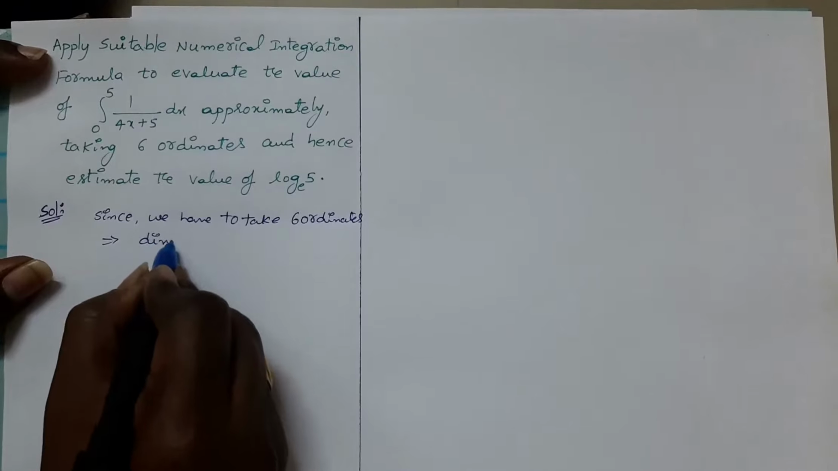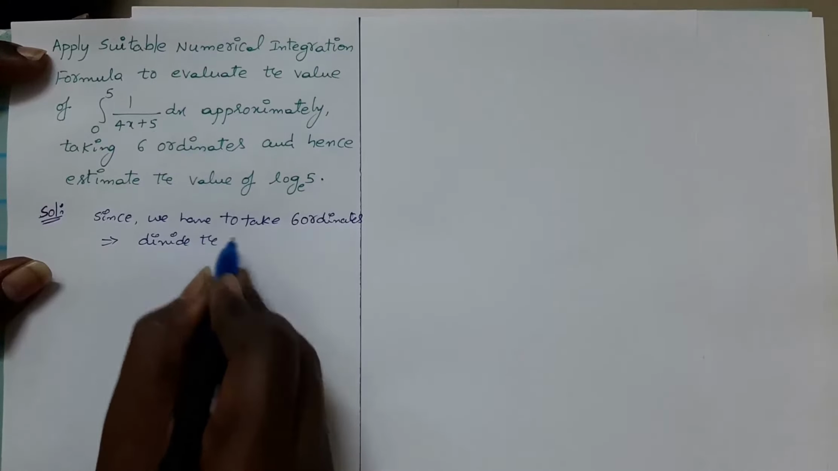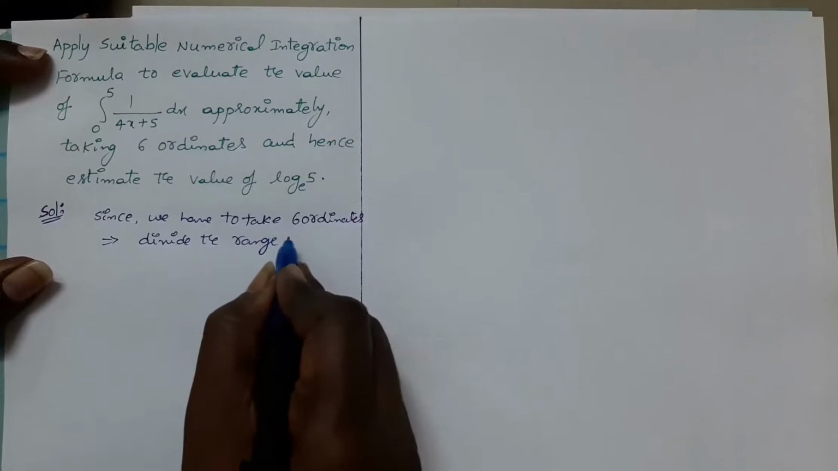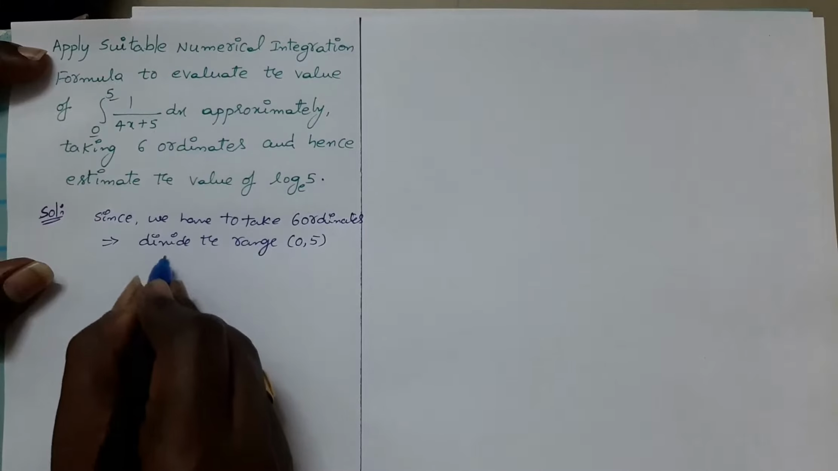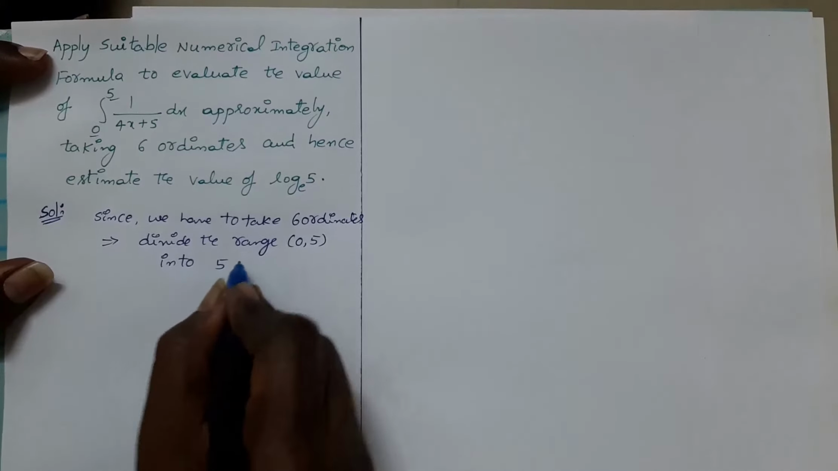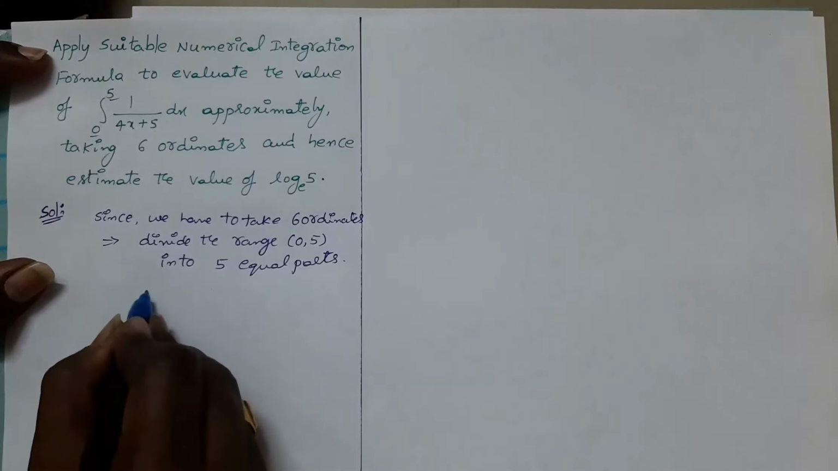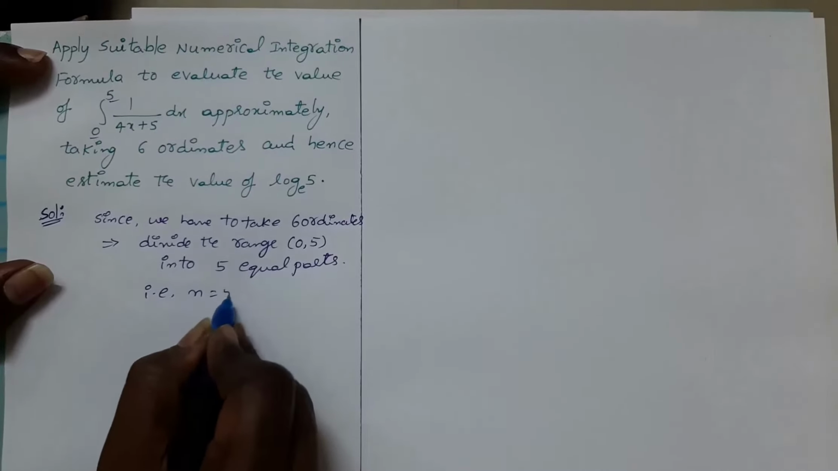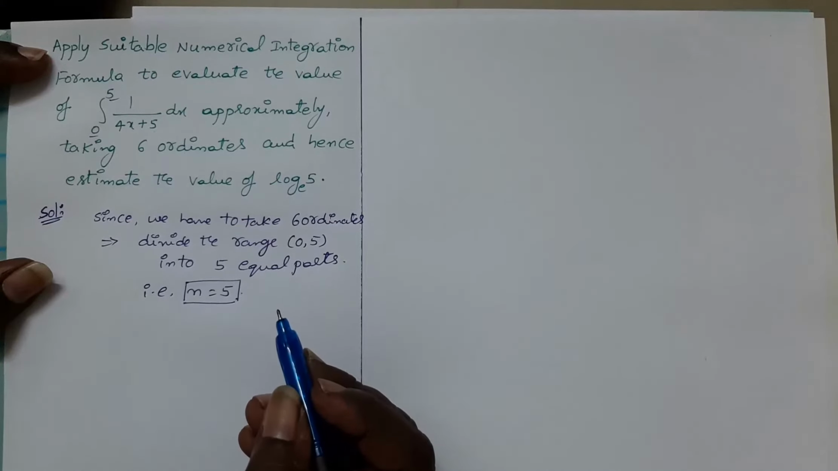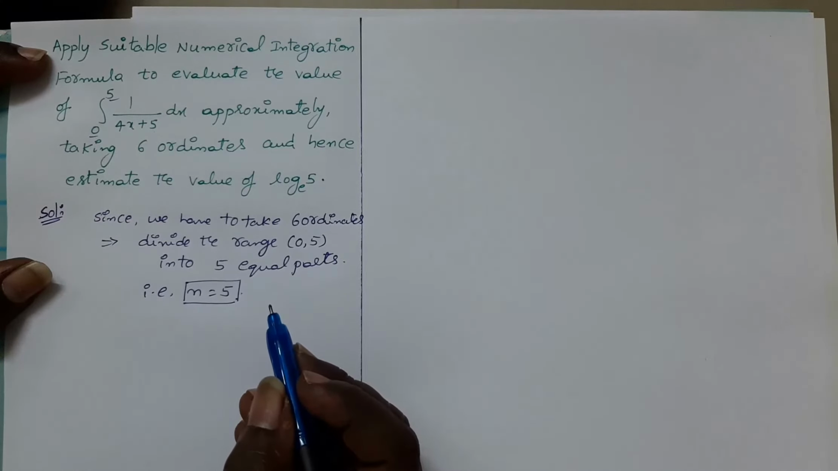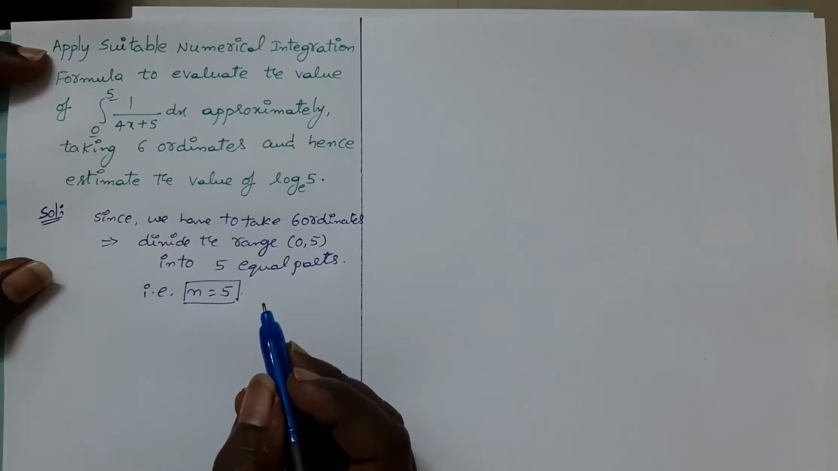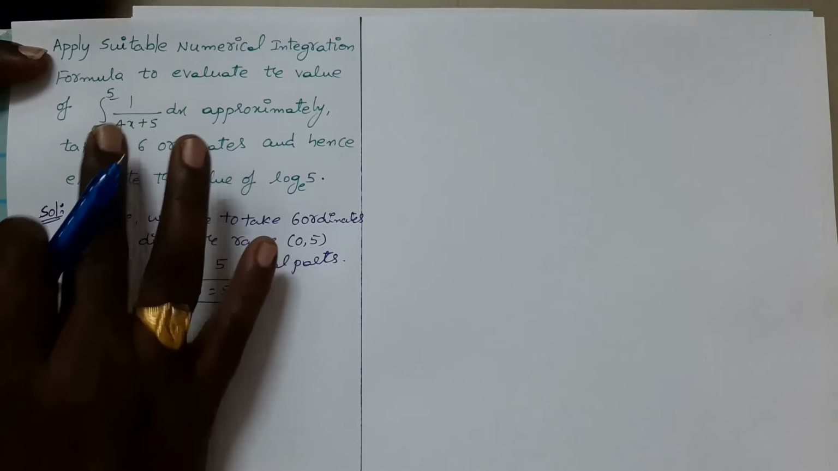We should divide the range. What is the range here? Limits of the given integral, 0 to 5, into 5 equal parts. So that is, n value is 5. Clearly n equal to 5 is not an even number and it is not a multiple of 3. That's why we can apply the trapezoidal rule. Only the trapezoidal rule is applicable to solve this type of problems.